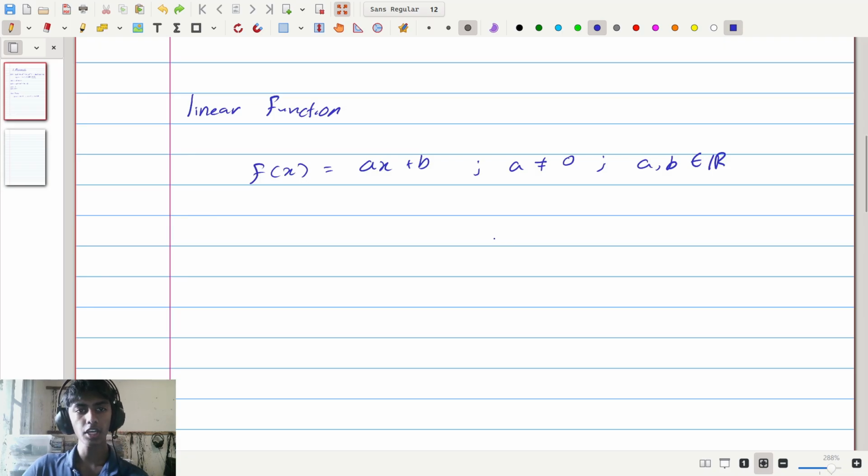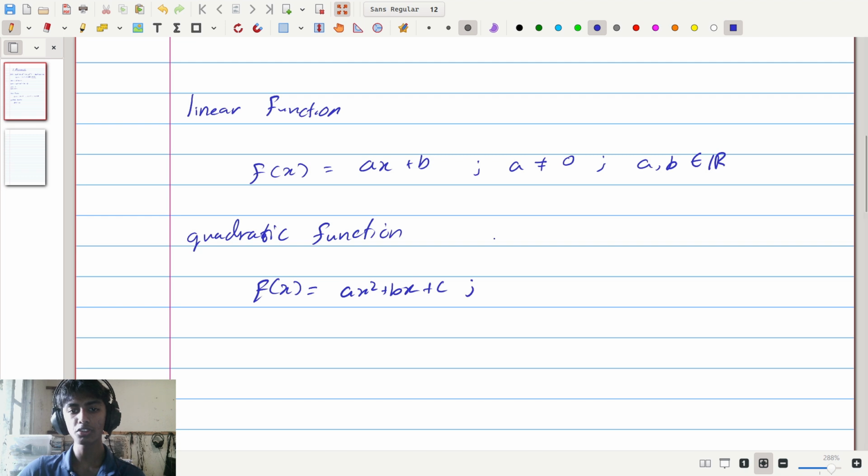The next type of function which we are going to talk about is a quadratic function, which you have dealt with in your O-level times. A quadratic function is a function f(x) equal to ax squared plus bx plus c, with the stipulation that a is not 0 and a, b and c are elements of the real numbers.